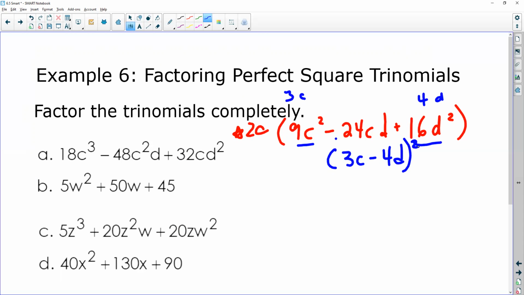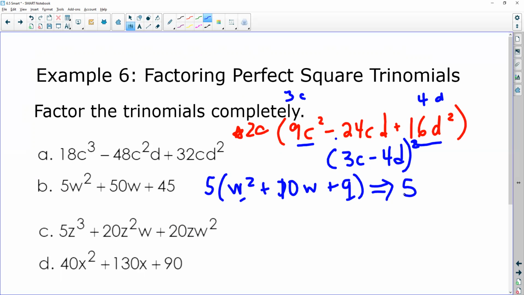All right, look at the next one. What do you see? Can you take out anything common? I see common. I'm going to take out a 5. W squared plus 10, sorry, W plus 9. Okay. Well, W squared is a perfect square. 9 is a perfect square. 1 times 3 doubled definitely doesn't get me 10. But I can factor that just a regular way. It's not a perfect square, but I can multiply to make 9 and add to 10, right? 9 times 1 is 9. 9 plus 1 is 10. So I'm just going to factor it the regular way. (W plus 1)(W plus 9).